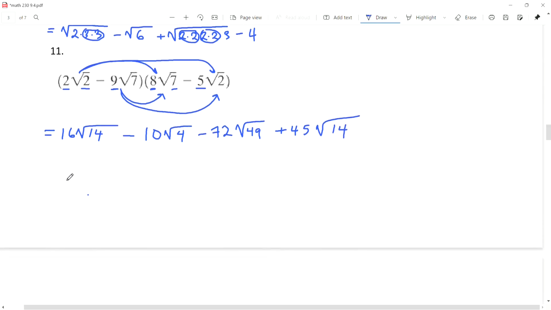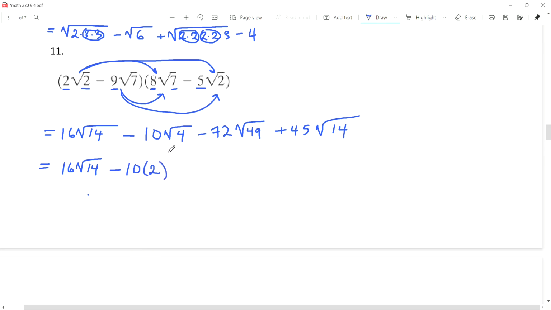Now let's simplify this further. I cannot simplify root 14 because the prime factorization is 2 and 7. There's no pairs in there. So we'll leave it as the square root of 14. We have 10 times the square root of 4. That's the same as 10 times 2.